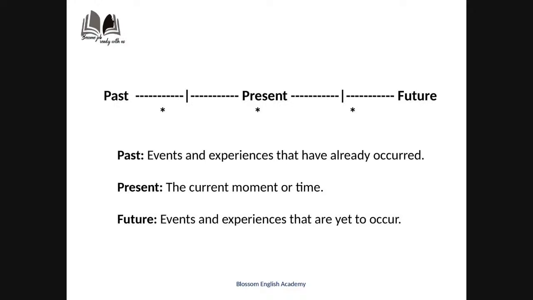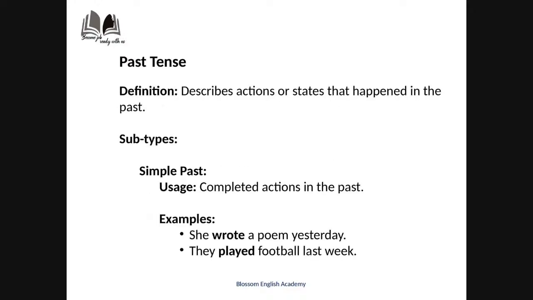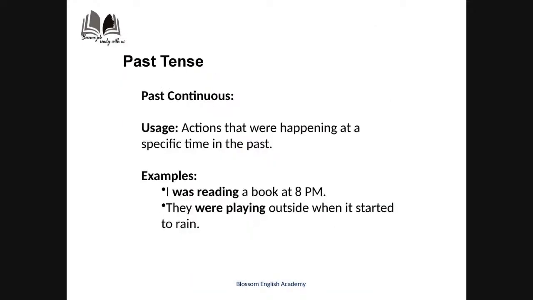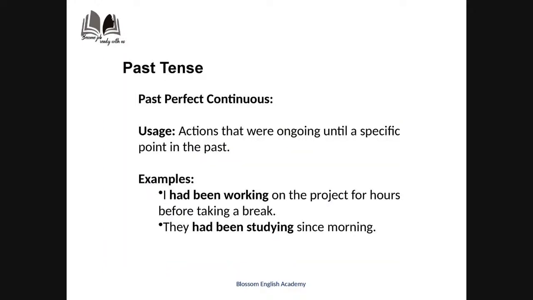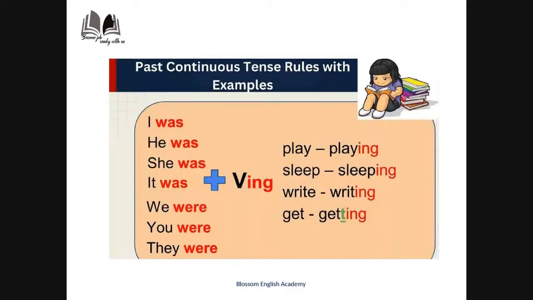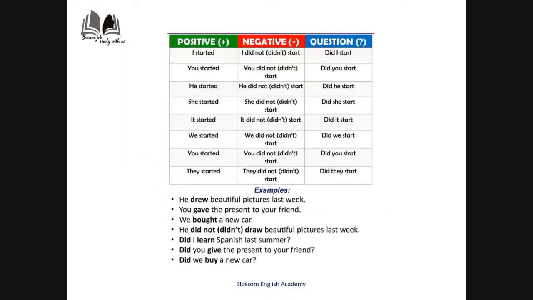So, yes, last class we saw present tense, which is used to depict the current moment, and past tense would be used to express the actions that had happened earlier. So, just like present tense, past tense also has four subtypes: simple past, past continuous, past perfect tense, and past perfect continuous. We'll be getting into detail on all four of these subtypes.